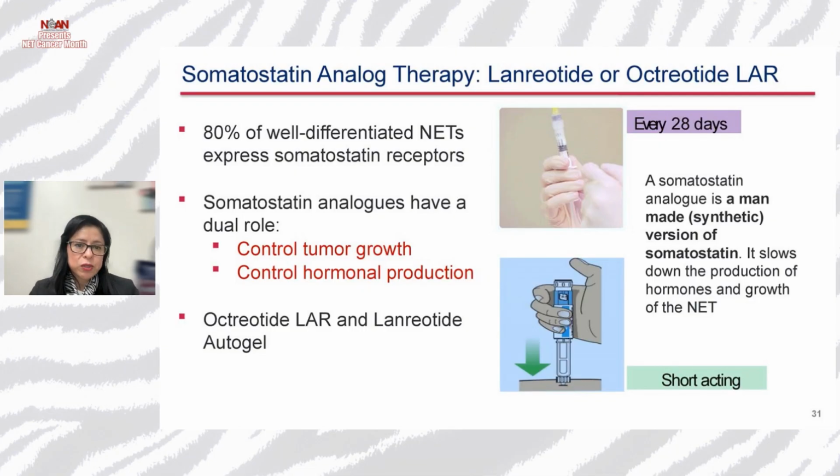So as I mentioned earlier, most of the neuroendocrine tumors do express somatostatin receptors on the surface of the cells, and because of the somatostatin receptor, these therapies can also be effective because they target those receptors. It's important because it can control tumor growth, but at the same time control the hormonal production. And like I mentioned earlier, there are 2 forms of the somatostatin agonist, either lanreotide or octreotide.